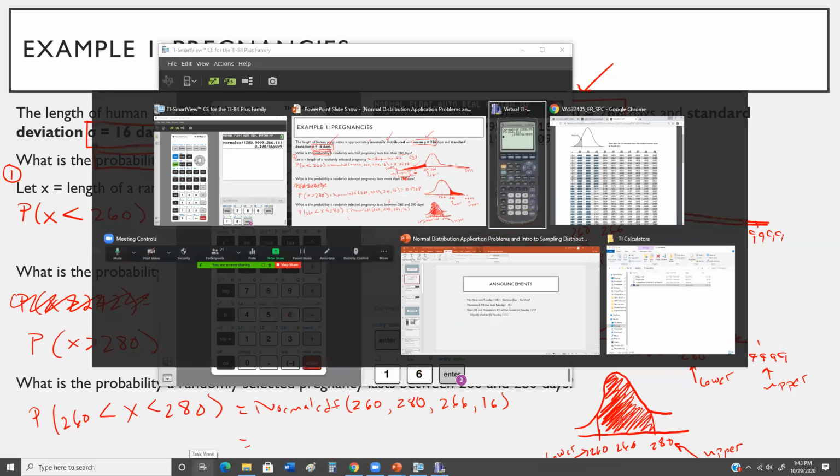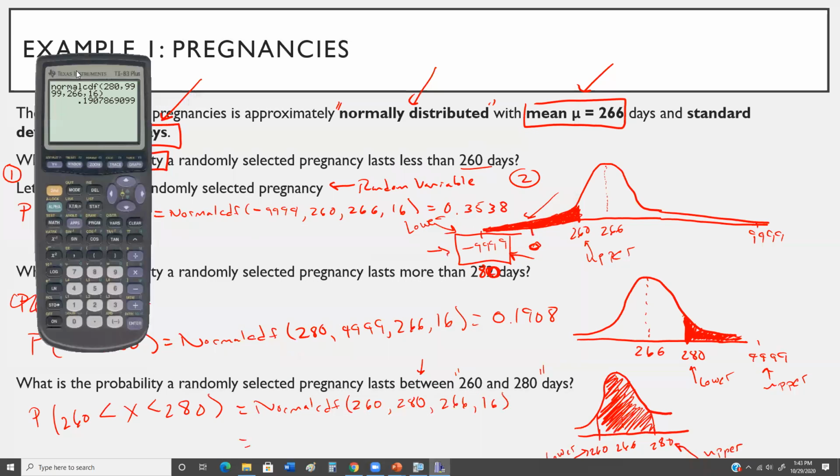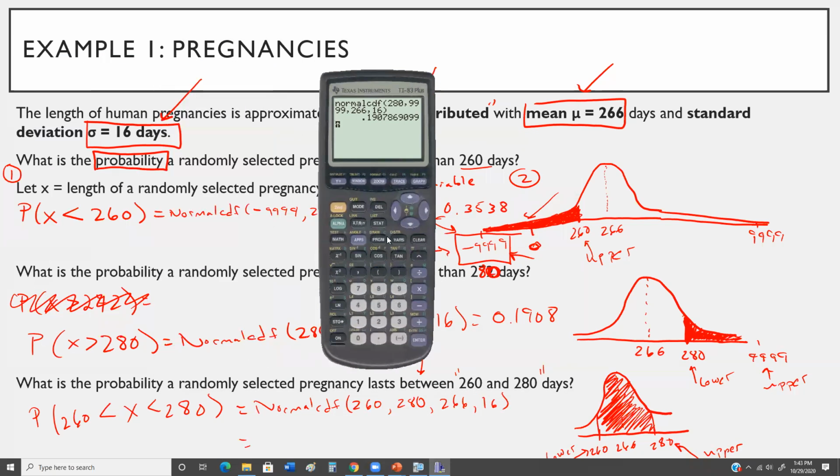So I'm just going to do this on the TI-83 here. It's normal CDF. I'm going to start at 260. I want to go all the way to 280. Then the mean was 266, and the standard deviation was 16. Close the parentheses. Yep, and you get 0.4554 when I round it there.